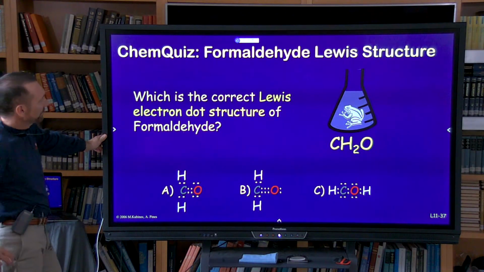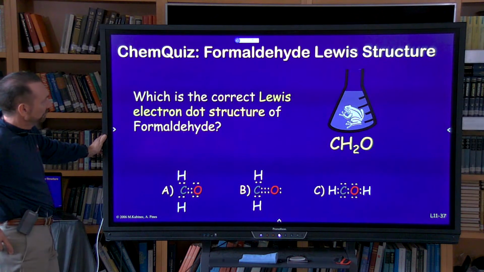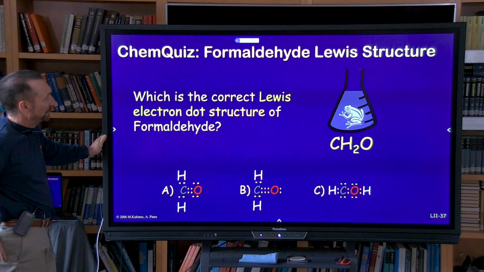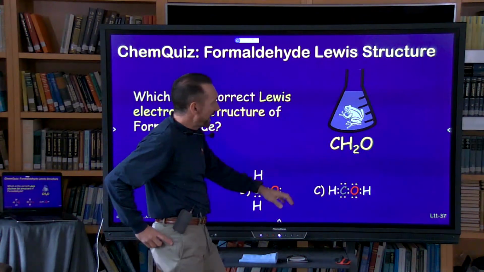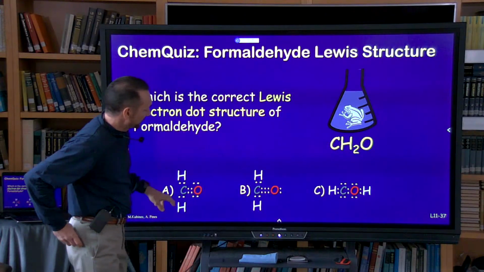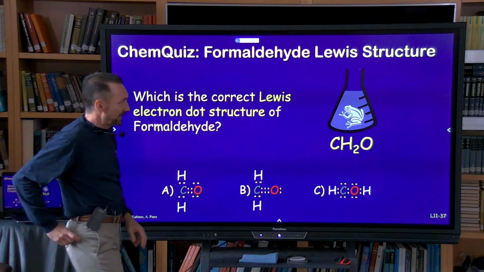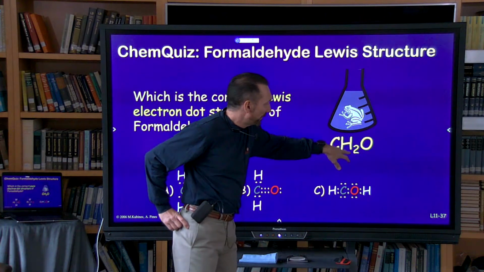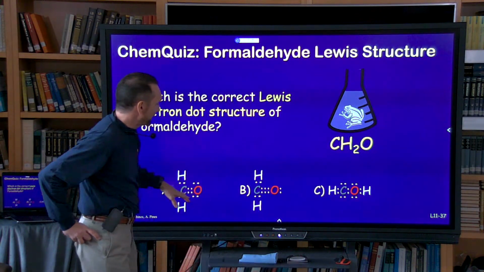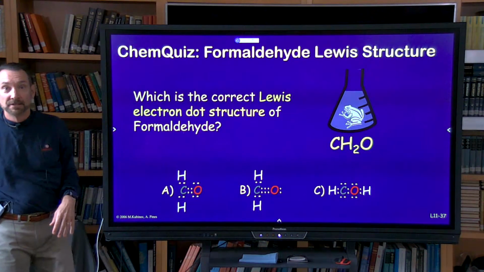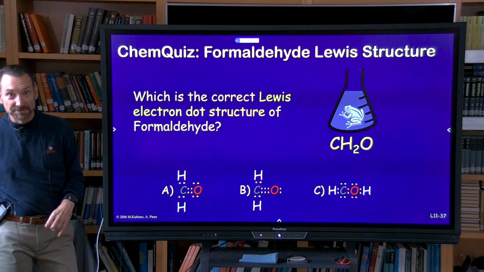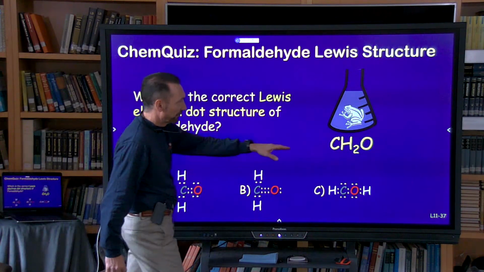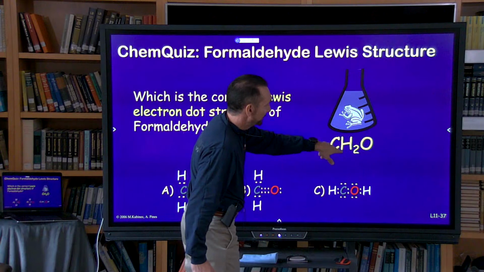Okay, what's the correct Lewis dot structure of formaldehyde? So now we can start to do this, and this is one of the goals of the class: go from the chemical formula to some kind of structural arrangement and start to talk about the bonds. So we can go from this, which is generic CH2O.